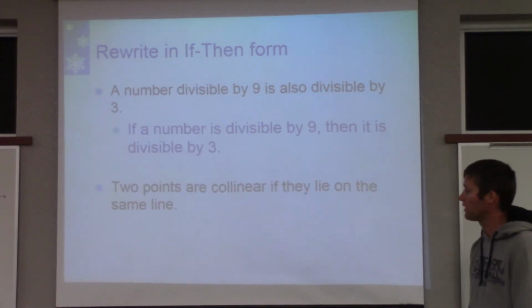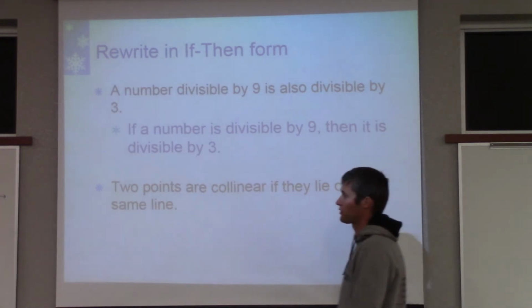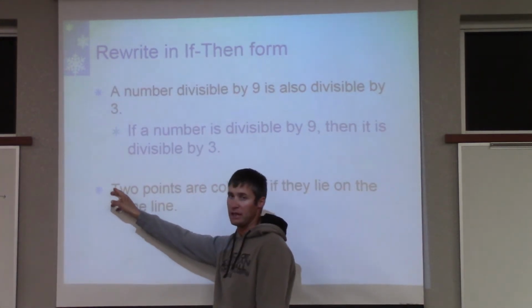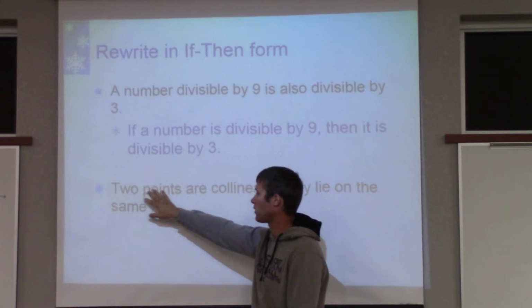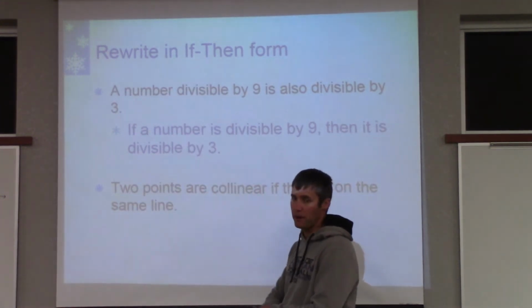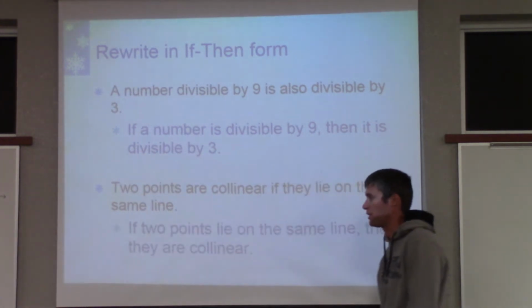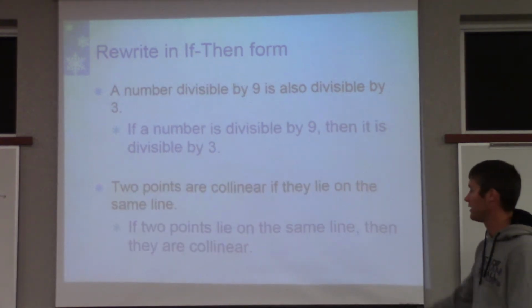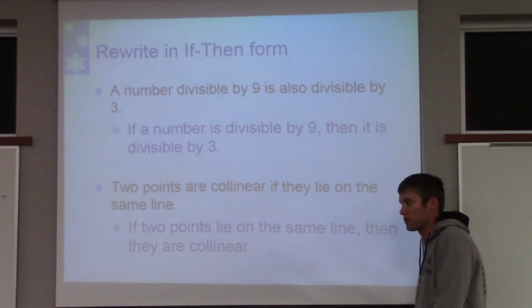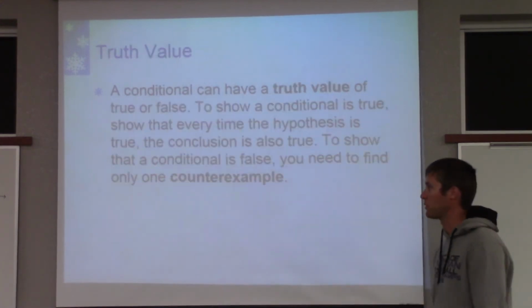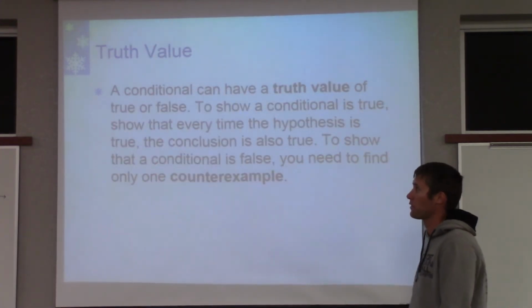Two points are collinear if they lie on the same line. Again, we'd start out with if. Keep the hypothesis first. So if two points lie on the same line, then they are collinear. This would be the conclusion here. So keep that same order.